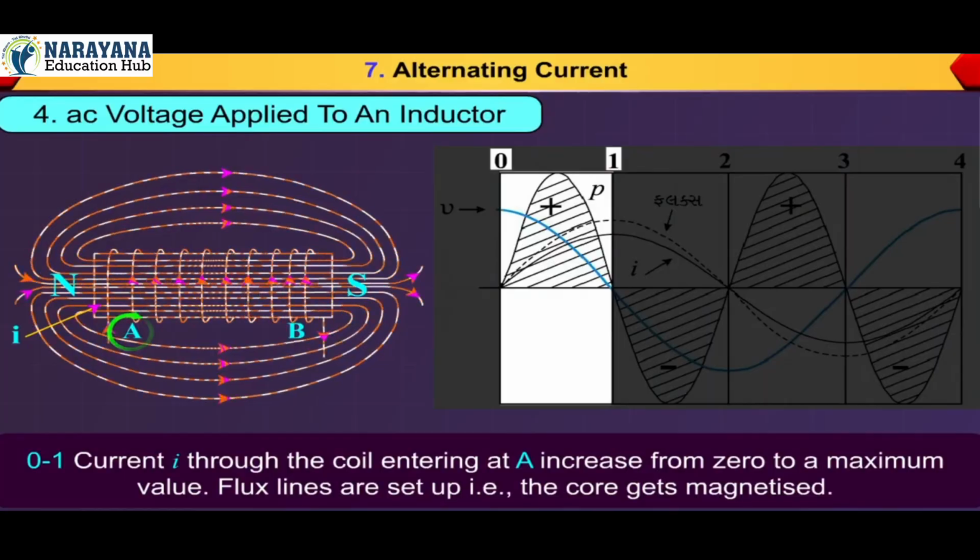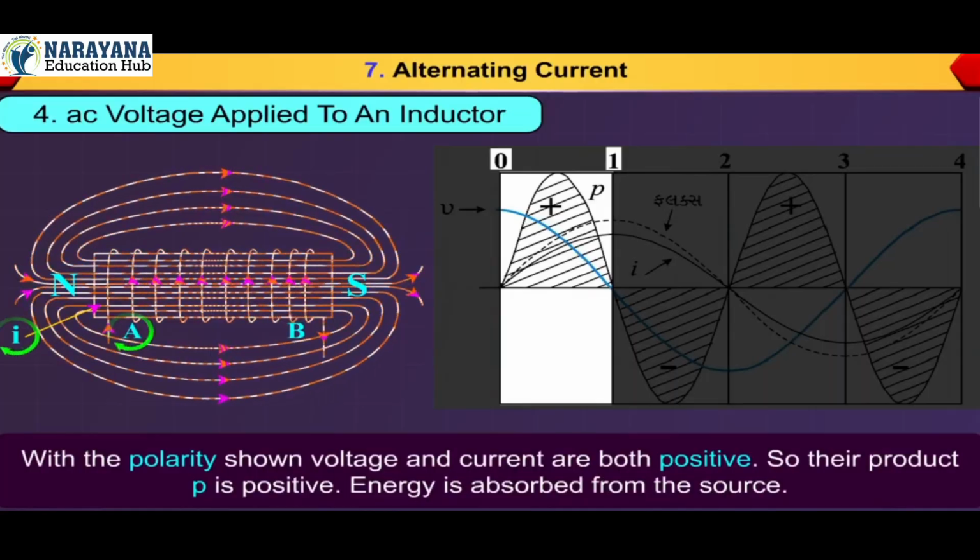0 to 1: current I through the coil entering at A increases from 0 to a maximum value. Flux lines are set up, that is, the core gets magnetized. With the polarity shown, voltage and current are both positive, so their product P is positive. Energy is absorbed from the source.